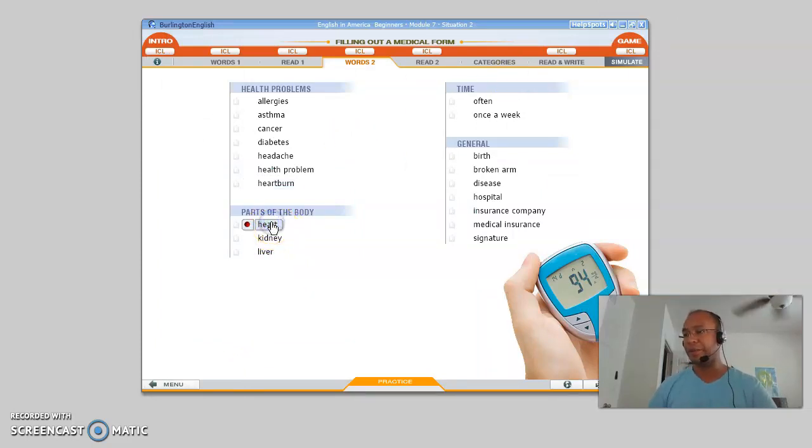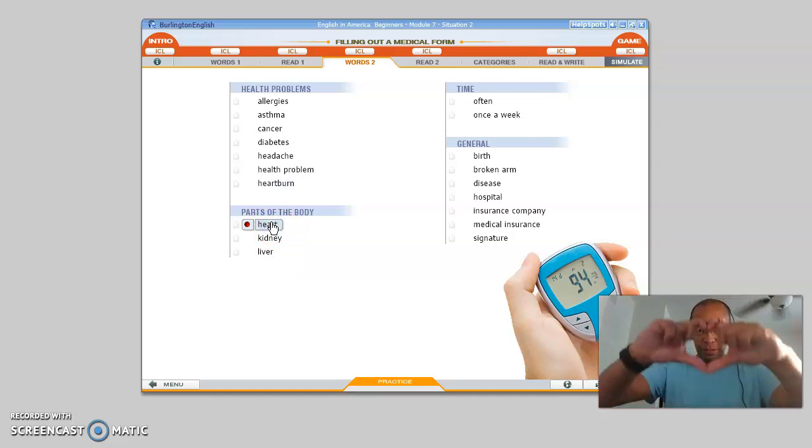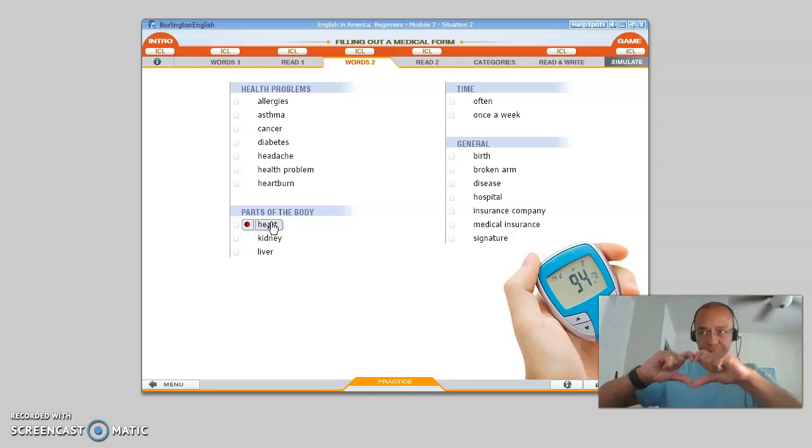Heart. Obviously, we know what our heart is. This is a heart right here.